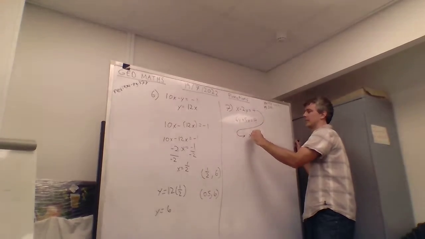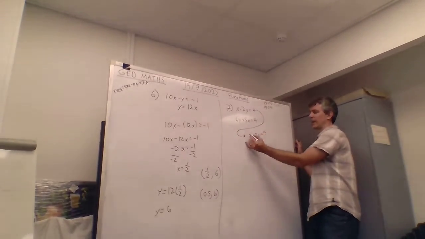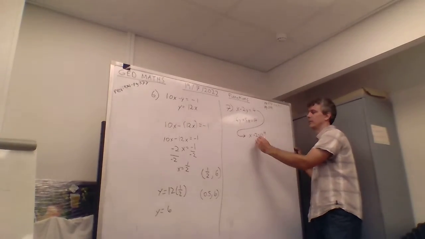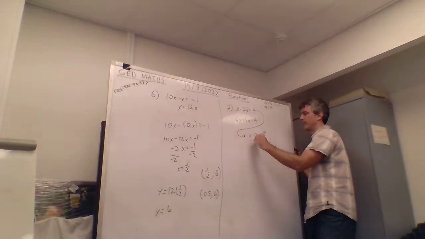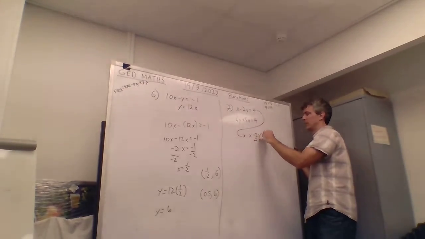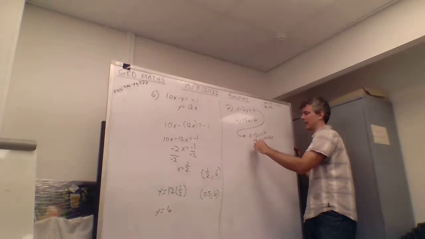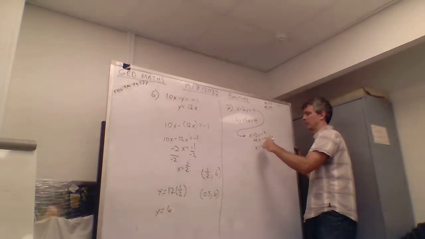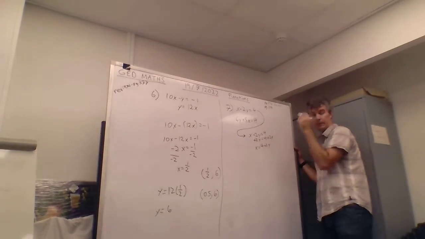And now we have x minus 2y equals 4. We want to get x by itself. So what do we do? Plus 2y. x equals 4 plus 2y. Right, so now we have x by itself.